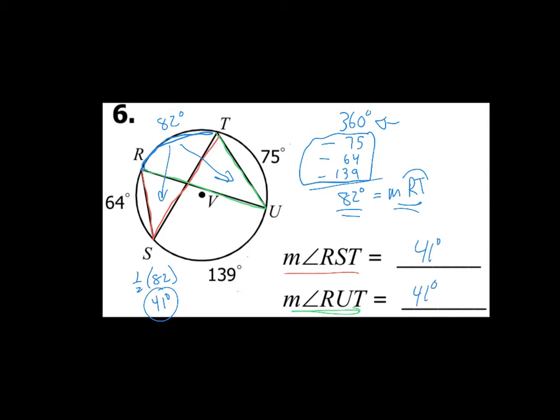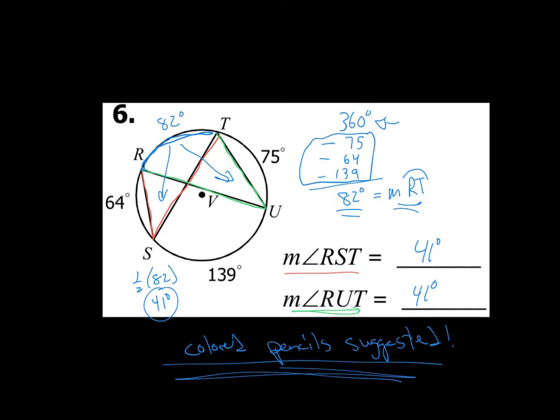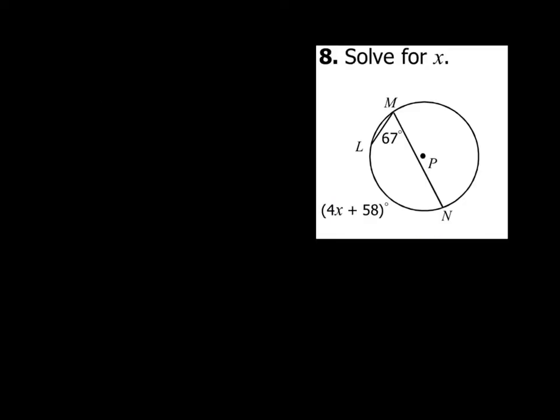Piece of cake. You just got to color code it. Get some colored pencils or some highlighters to help you with this. Okay, colored pencils are suggested. Now we move into the algebra portion of the game. You know this is coming.